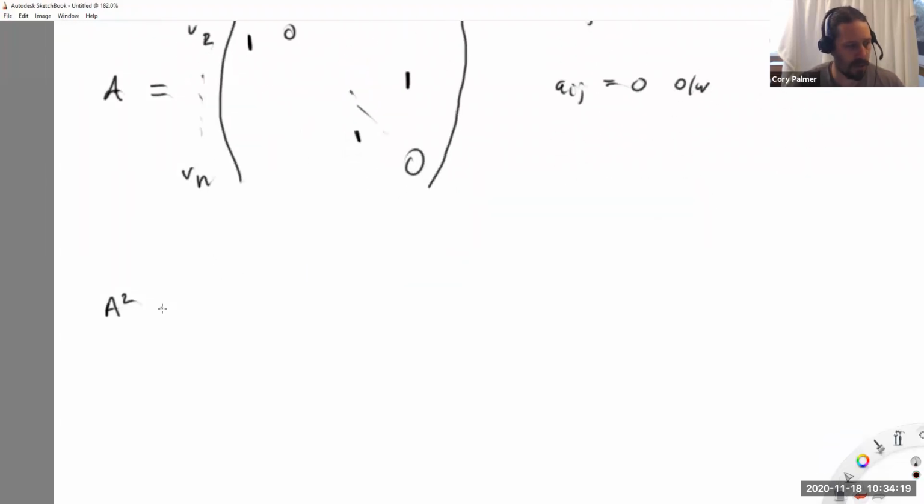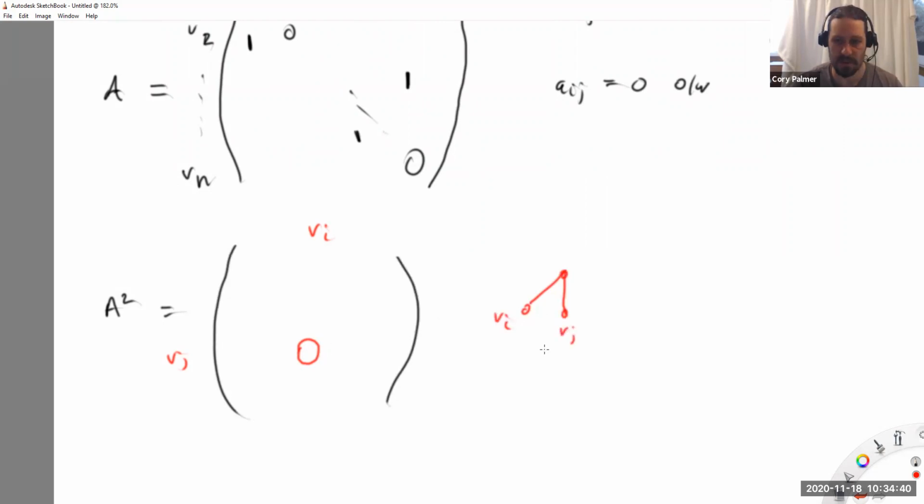So if you take the square and fill it in, and then look at, say, the entry vi, vj, you get some quantity here. It's not necessarily going to be a 1. This will count the number of walks of length 2 from vi to vj. That's something that would need to be proved.